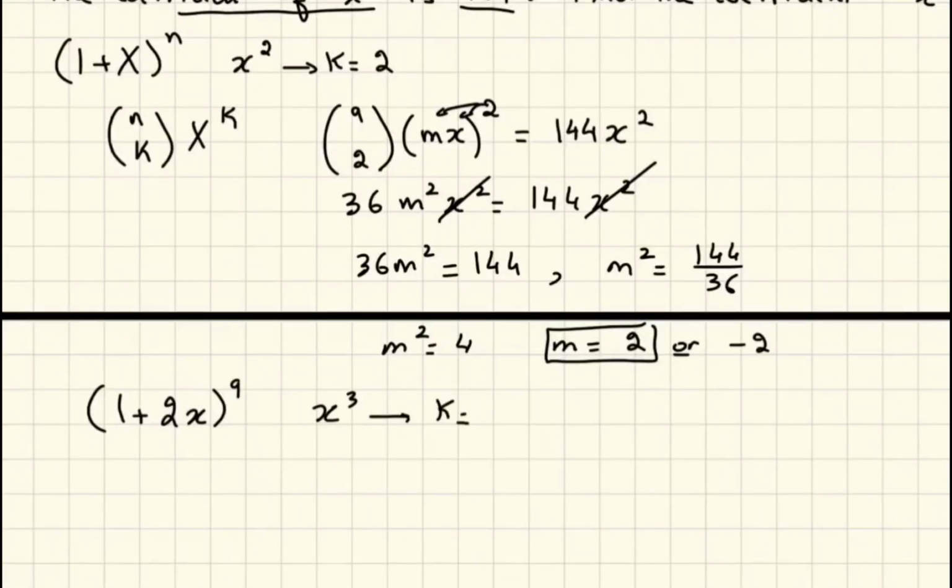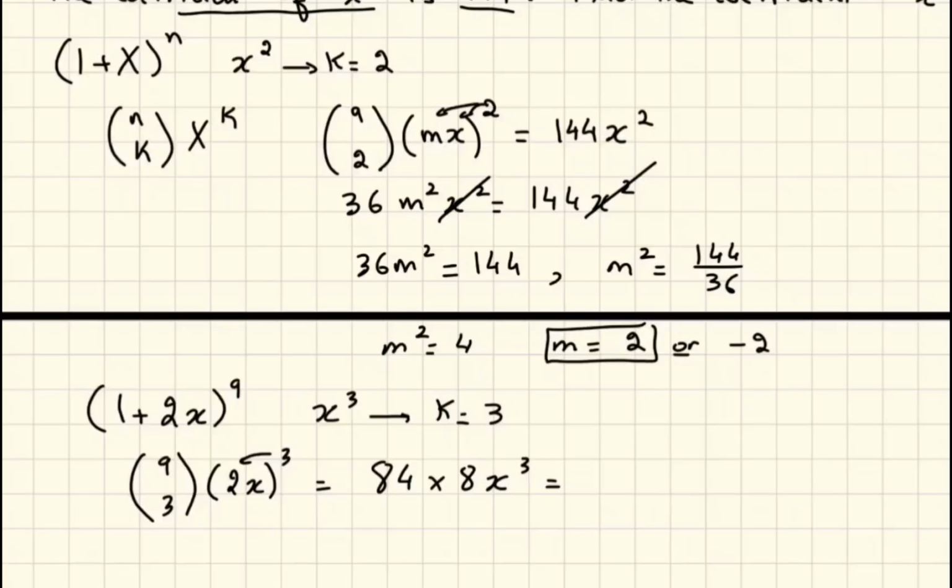So k that corresponds to it is 3, and we apply the rule 9C3, and here the big X is 2x exponent 3. Now we do 9C3 on the calculator, it's gonna be 84, and then 2 cubed is 8 x cubed. We multiply and we get 672 x cubed. So if they're asking about the coefficient, we mentioned that it's 672.